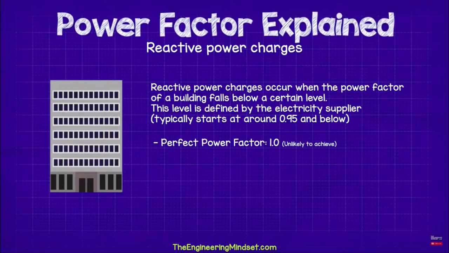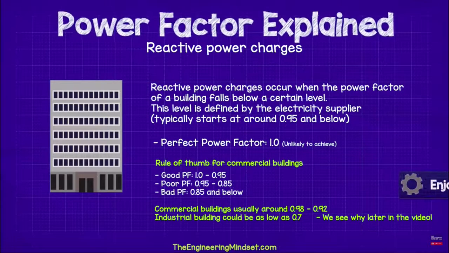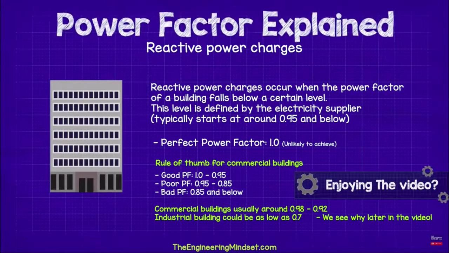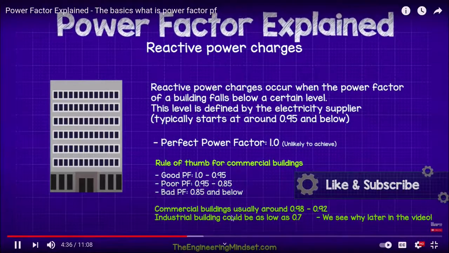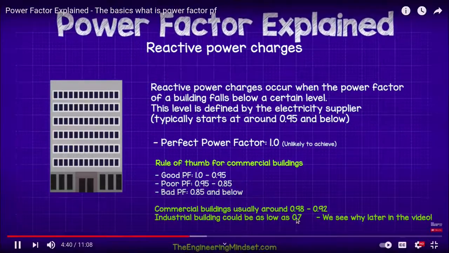In large commercial buildings, the overall power factor is likely to sit in the following categories. Good power factor is generally between 1 and 0.95. Poor power factor is anything from 0.95 to 0.85. Bad power factor is anything below 0.85. Commercial office buildings are usually somewhere between 0.98 and 0.92. Industrial buildings could be as low as 0.7. We'll look at what causes this shortly.